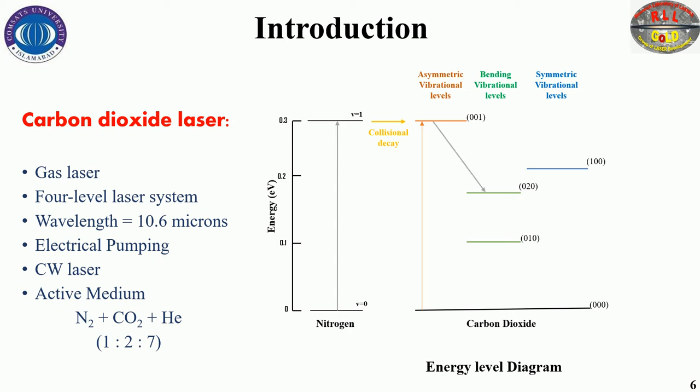If the population decays to the bending vibrational level, then a photon of 9.6 micrometer will be emitted. If the population decays to the symmetric vibrational level, then a photon of 10.6 micrometer will be emitted, which is basically the lasing of our laser system.